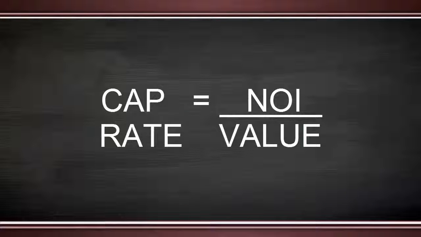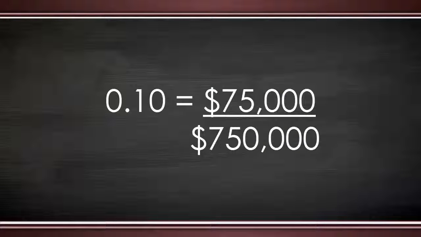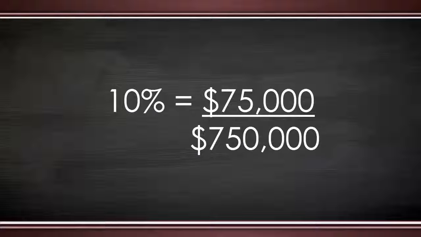You can also interpret this as the cap rate is a lie, NOI, divided by a fantasy, seller's asking price. For easy math, if a property was listed for $750,000 and generates $75,000 per year in net operating income, then the cap rate would be 10%. So what does this really mean?